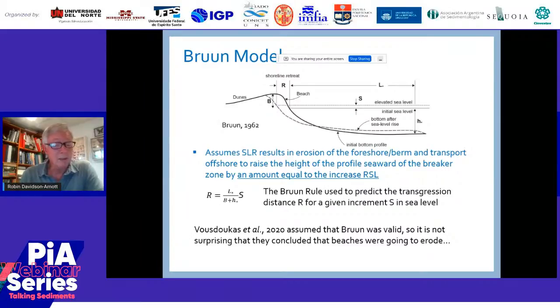But when you come to model the response of beaches to sea level rise, to actually do some modeling of it rather than just saying it's going to retreat by this much, then if you're using the Bruun model, you have to make sure that the amount of sediment eroded is equal to the required amount deposited in the nearshore. So Vousdoukas et al. used Bruun, and it's therefore not surprising that the beaches erode. Anybody who incorporates the Bruun model into their model of the response of beaches will end up with loss of sediment from the beach and foredune system.